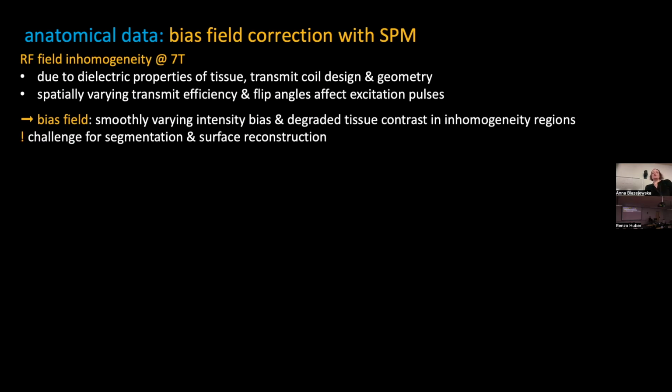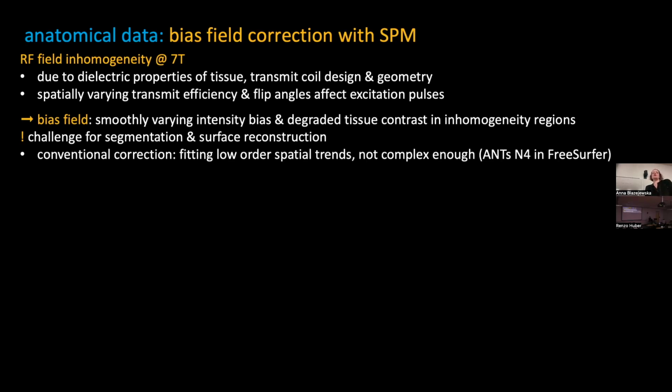And it can be a big challenge for the segmentation and therefore surface reconstruction, because the algorithm will not always be able to tell if the intensity change is because of the tissues being different or just bias being added to that difference. And conventional correction methods, including ANTs that are used in Freesurfer, fit low-order spatial trends to fix that. And this is just not complex enough for the 7T.